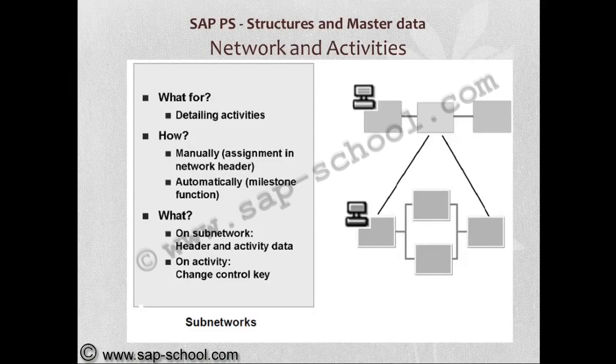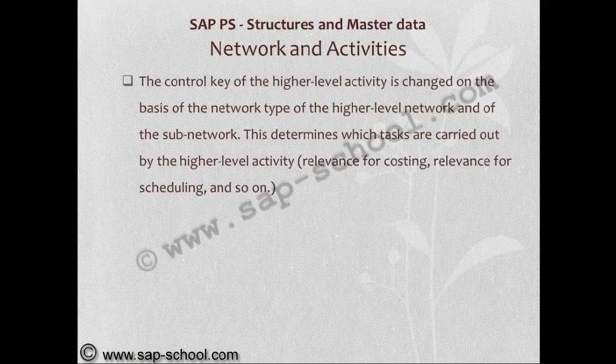Here the network and activities, detailing the activities manually or automatically, are subnetworks. So we can see the entire functions of subnetworks. The control key of the higher level activity is changed on the basis of the network type of the higher level network and of the subnetwork. This determines which tasks are carried out by the higher level activity. Relevance for costing, relevance for scheduling and so on.